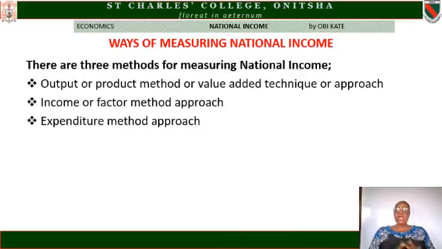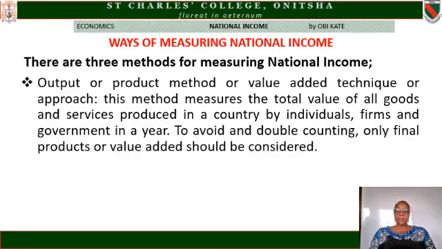Then, national income is being measured or computed. We have three methods for computing national income. The first one is the output method, or value-added technique or approach. The second one, the income or factor method approach. And finally, the expenditure method approach. Now let us explain ways of measuring this national income.